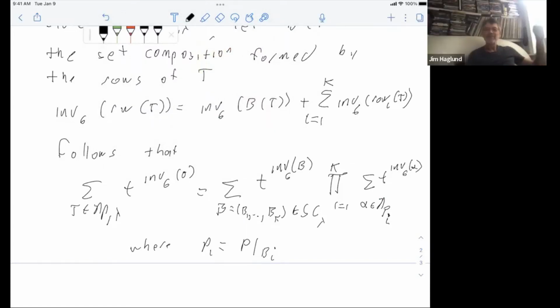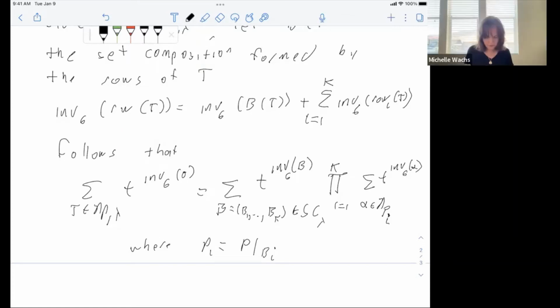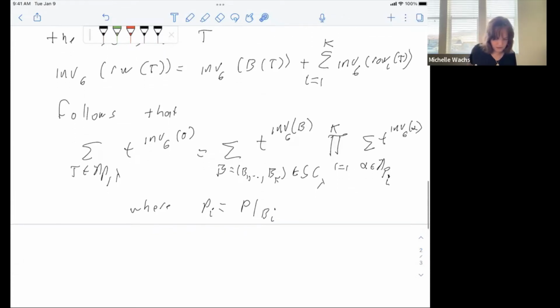Okay, so that's the piece of the first ingredient. This brings us to the special case that John and I were able to prove, because the lambda here has only one part. So that's the second ingredient, the special case.